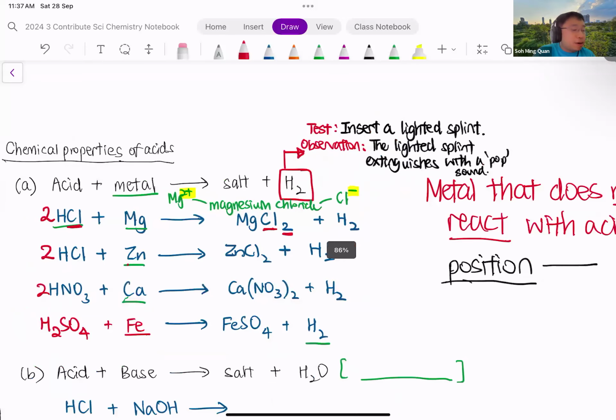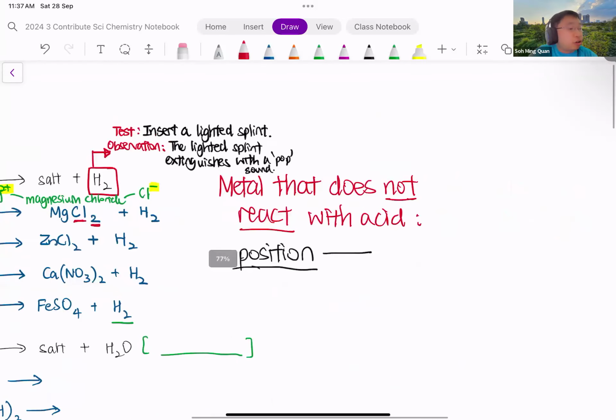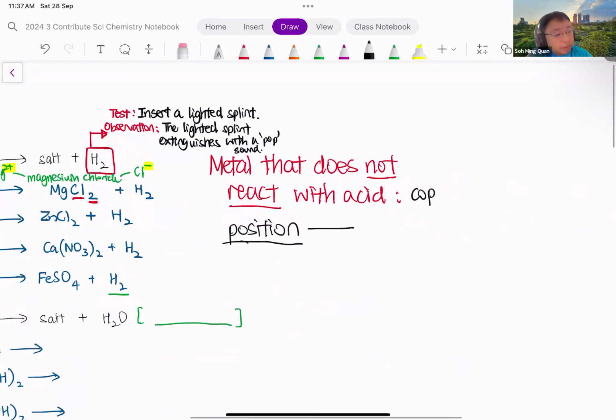For instance, the metals which do not react with acids include copper, silver, gold. So these are the three metals that are commonly in your syllabus which do not react with acid. This means that if I put copper into hydrochloric acid, there is no reaction. If I put gold into nitric acid, there is no reaction. There will not be effervescence or bubbles. There will not be any gas formed because there's no reaction.